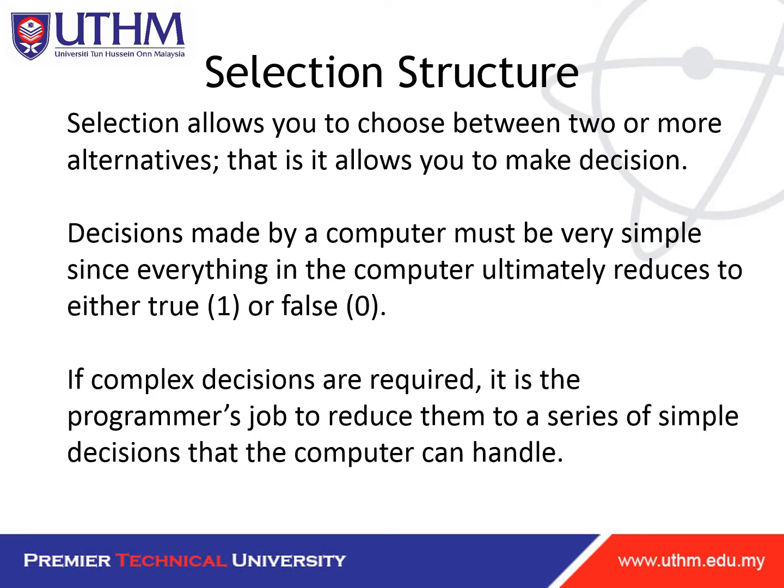Other than sequential, we also have selection structure. Selection allows you to choose between two or more alternatives, so it allows you to make decisions. Decisions made by a computer must be very simple, since everything in the computer is ultimately reduced to either 1 or 0, which is true or false. Remember, 1 is true, false is 0. If complex decisions are required, it is the responsibility of the programmer to reduce them to a series of simple decisions that the computer can handle.